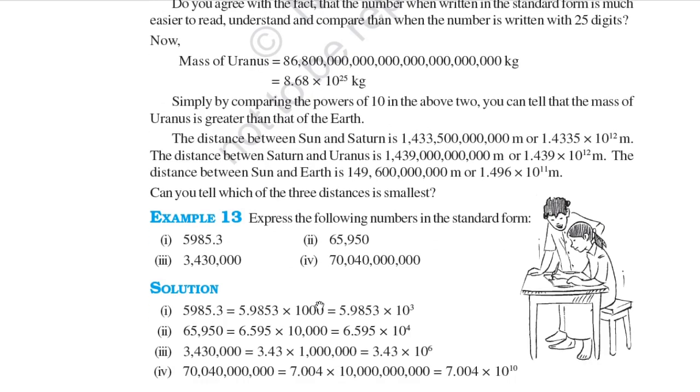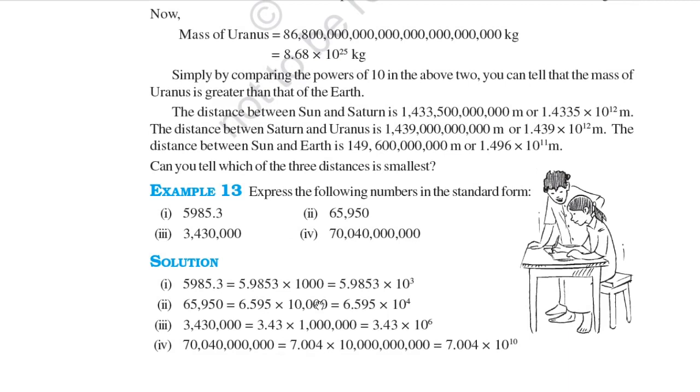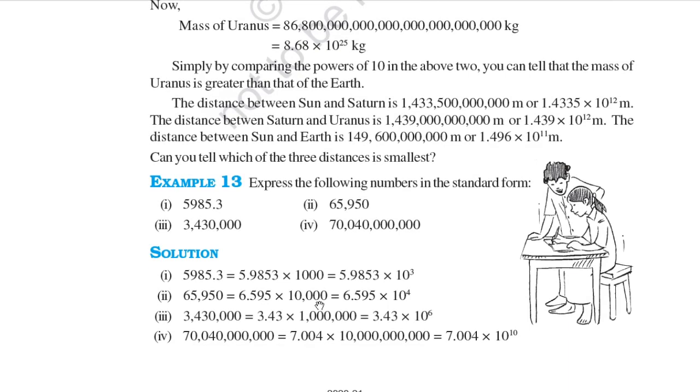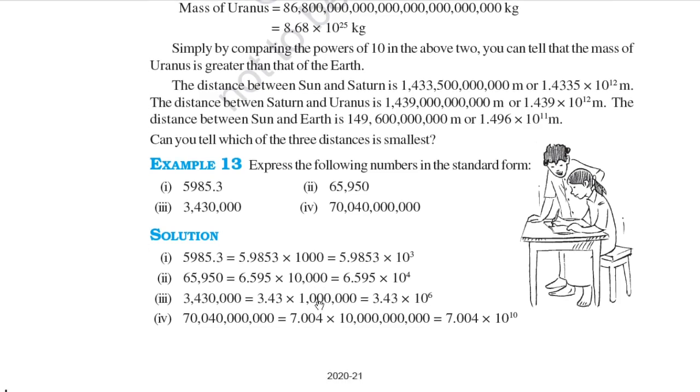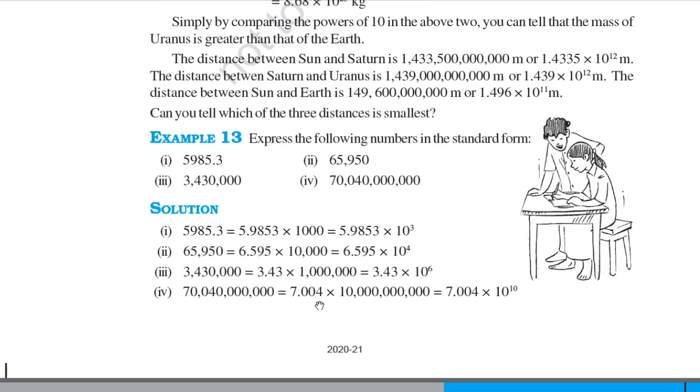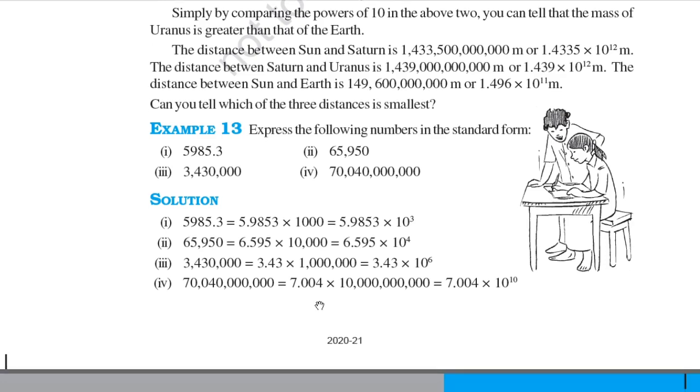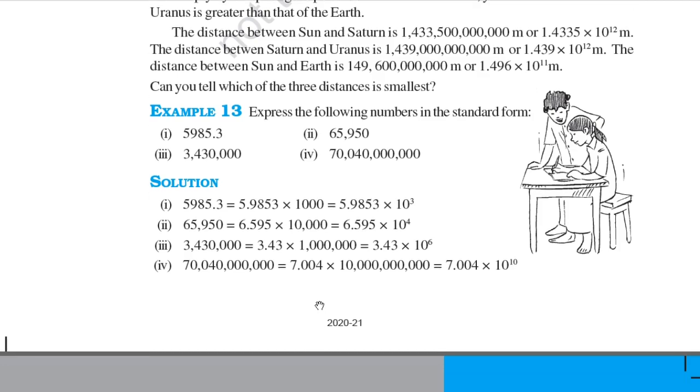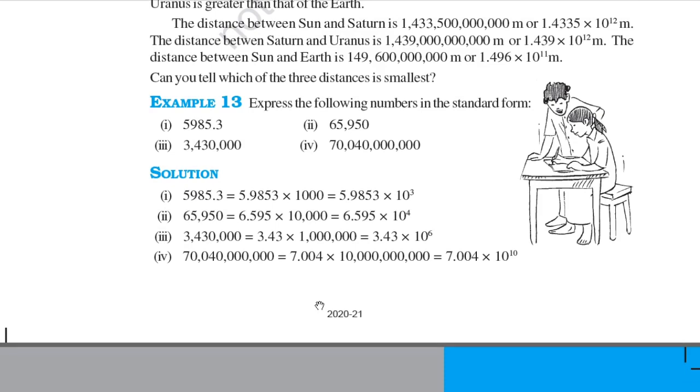The distance between Sun and Saturn is 1433500 and so on meters, or 1.4335 into 10 to the power 12 meters. Now the distance between Saturn and Uranus is 1439 and so on meters, or 1.439 into 10 to the power 12 meters. The distance between Sun and Earth is 1496000 and so on meters, that will become 1.496 into 10 to the power 11 meters. Can you tell which of the three distances is smallest?